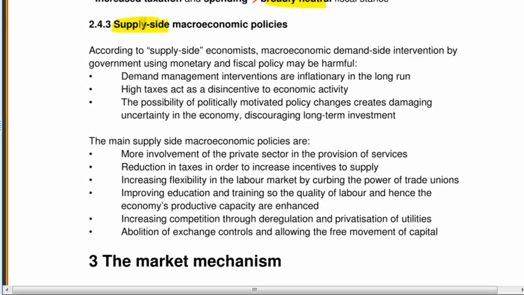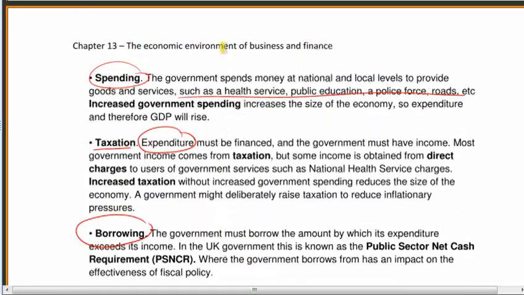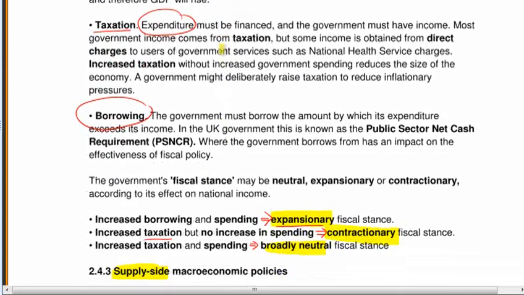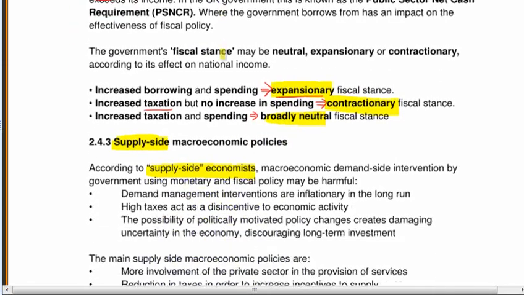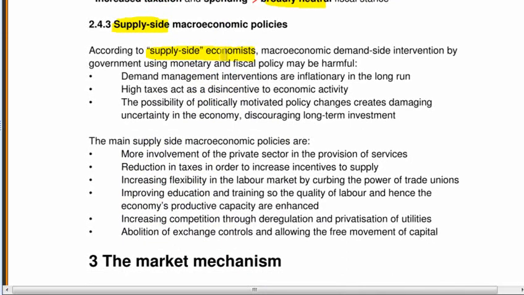Now, there are a group of economists, which we tend to refer to as supply side economists, who disagree with all the stuff that we've just been talking about. They think the government shouldn't be using fiscal and monetary policy to affect the level of aggregate demand. Okay, they think that the only outcome of demand management is that it causes inflation. It doesn't do any good in the long run. All it does is cause inflation.